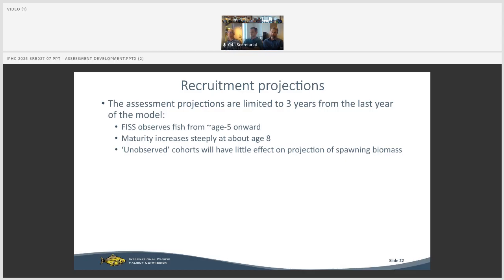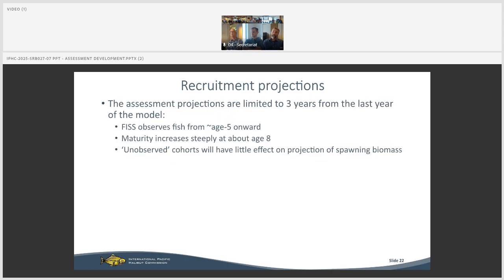in the spawning biomass. And the reason is because we see fish from age 5 onward. Maturity increases pretty steeply around age 8, slightly earlier with the new curve, but really about the same pattern here at age 8. And so by limiting to 3 years, what it means is that we're not going to have any recruits into the spawning biomass in an appreciable amount that we don't have any data for yet. We don't have any purely stock recruit based recruitments coming into the spawning biomass.